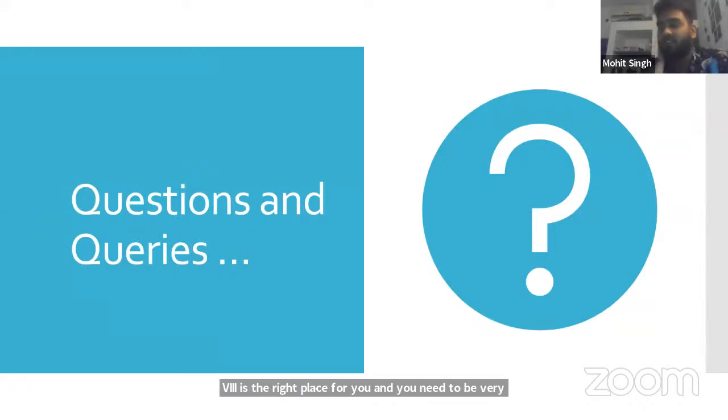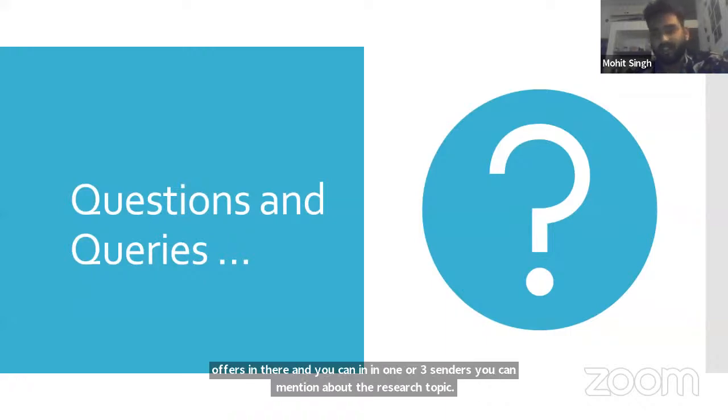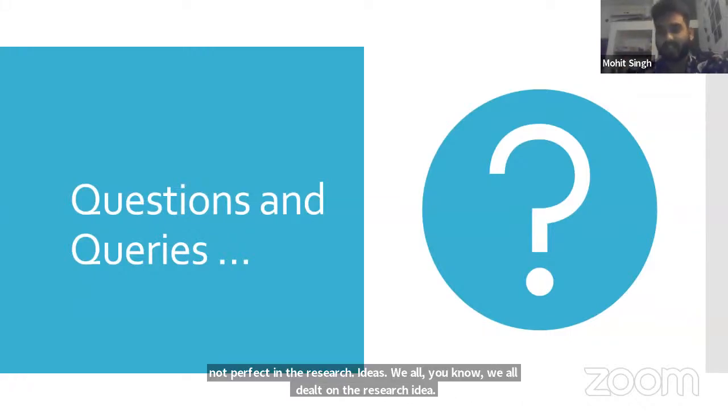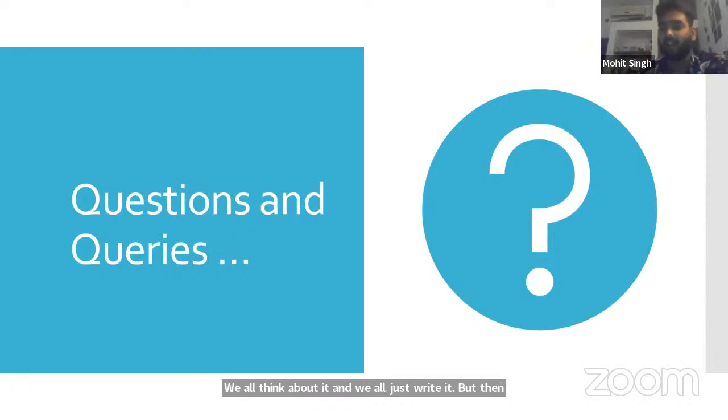So basically, it depends how you write the SOP. It is not about your research interest that you want to do on this particular topic, with this and that information about it. It is more about yourself, why you want to join IIT, and what IIT offers in that. And in one, two, or three sentences you can mention the research topic. They also know that whoever applies here is not perfect in research ideas. We all delve on the research idea, we all think about it, and we all just write it. But you need to have a basic understanding which you can mention. You need not be concerned much about whether they will take my idea or not.